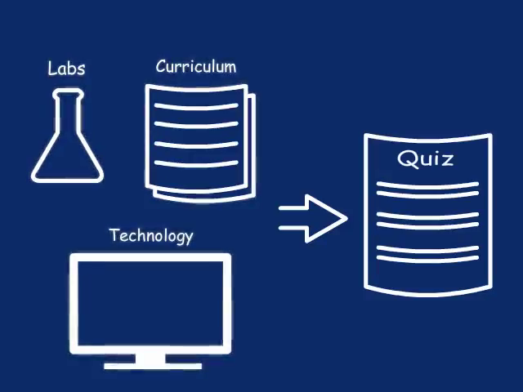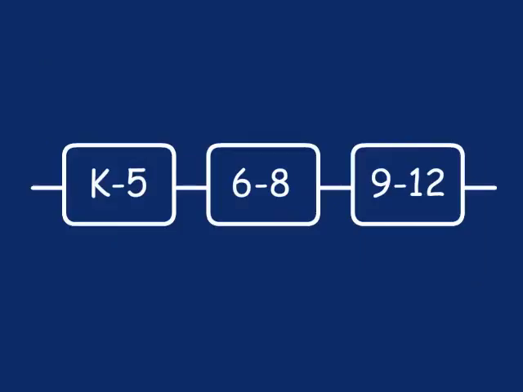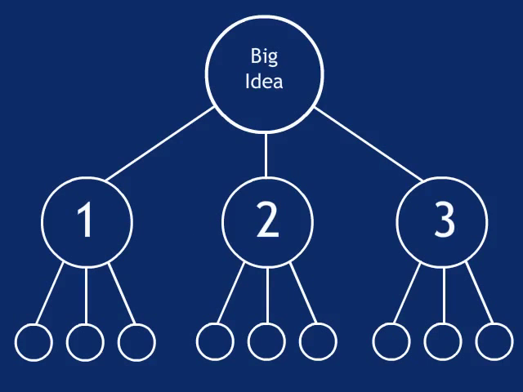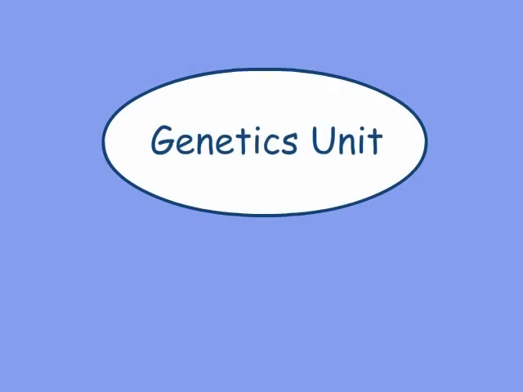It can mean the alignment of instructional components and assessments. It can focus on building understanding from one grade level to the next. And it can involve making connections among different disciplines. Content coherence occurs when concepts are presented to show that they are interconnected and build upon each other. This video will focus on content coherence using the genetics unit from Biology Concepts and Practices as an example.